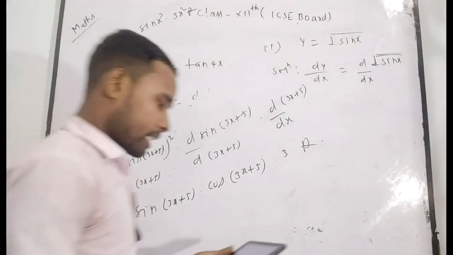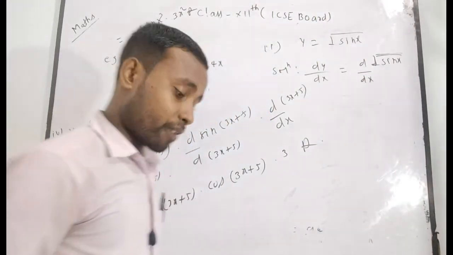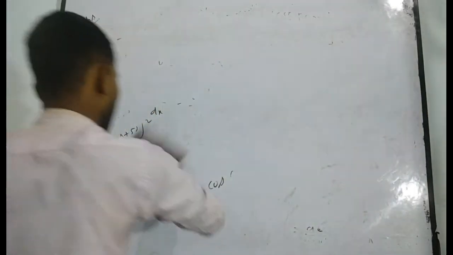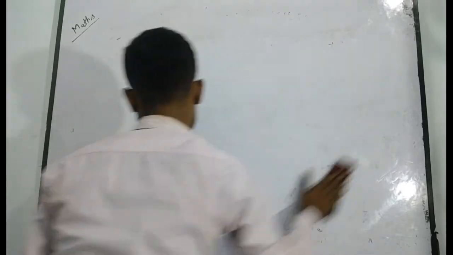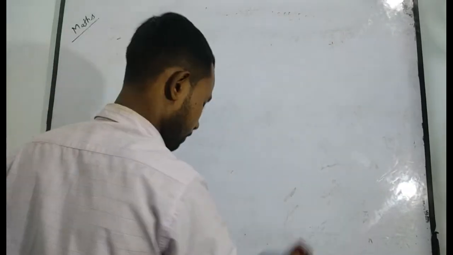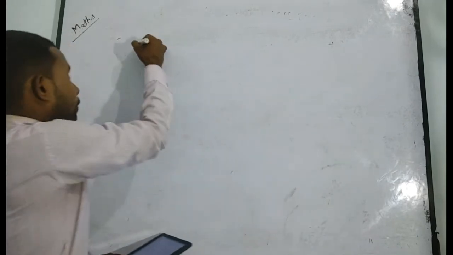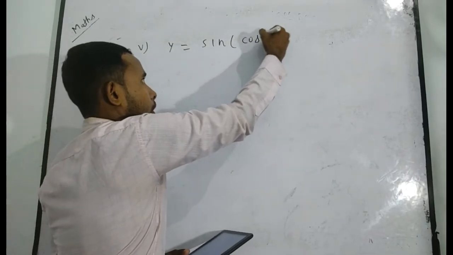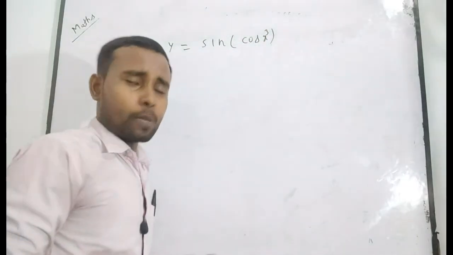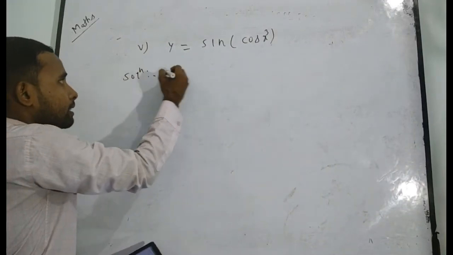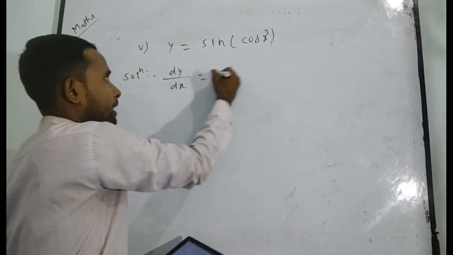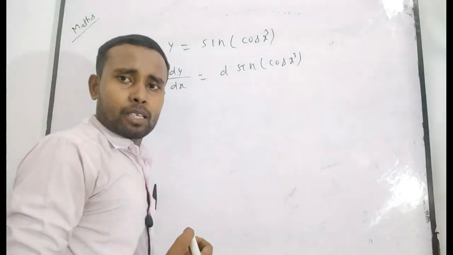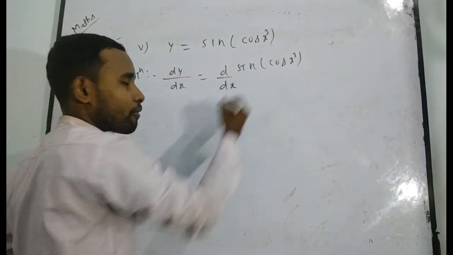Now again I want to take another problem for you. Problem 5. This is a good problem for you again. In problem 5, it is given y is equal to (sin cos x) whole to the power 3. How can you differentiate? It is also very easy. Simply differentiate with respect to x, dy/dx, the derivative of (sin cos x) to the power 3. Have you understood? How can you differentiate? First of all, write here.